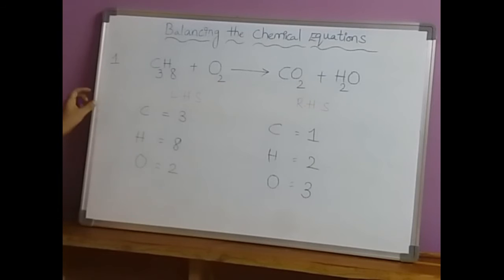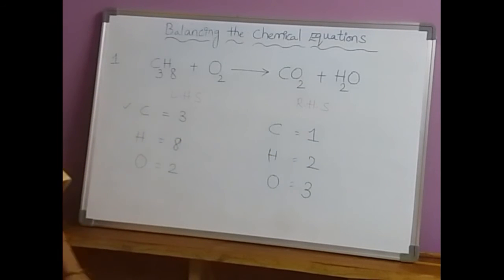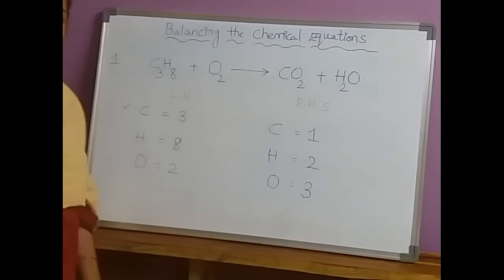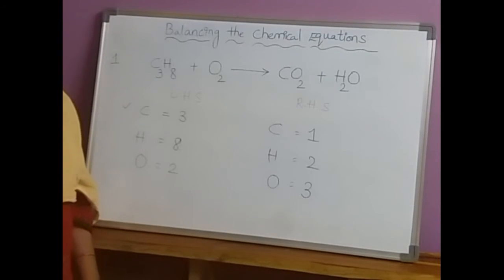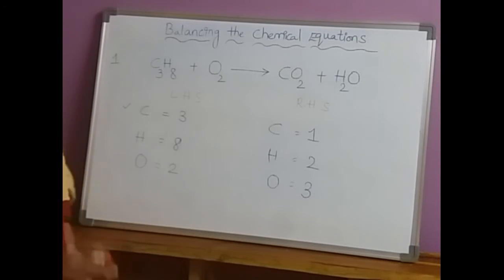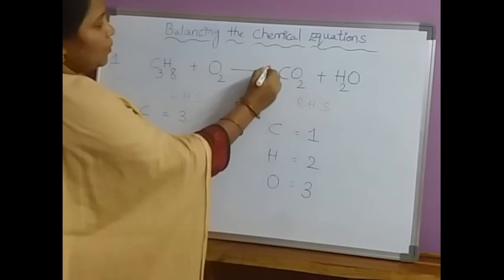Now first you check the number of carbon atoms on both sides. On the LHS side we have 3 carbon atoms, whereas on the RHS side only 1 carbon atom. So for this, we can write suitable coefficients wherever required in the next step. A coefficient is nothing but the number which we write in front of the formula of any substance.